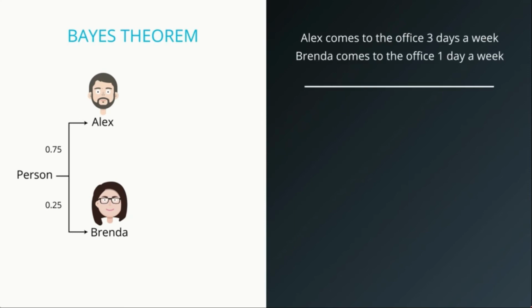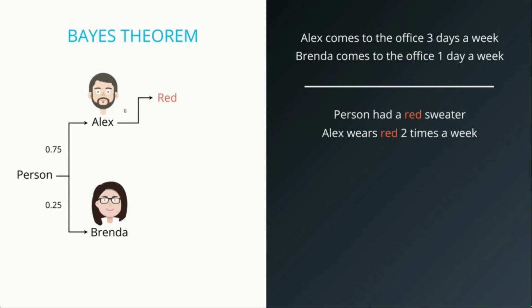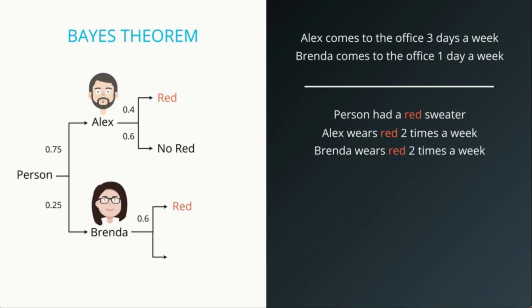But now new information comes to light, which is that the person is wearing a red sweater, and the data says that Alex wears red 2 times a week. So now we look at Alex. What is the probability that he's wearing red? Since a work week has 5 days, the probability of him wearing red is 2/5 or 0.4. And the probability of him not wearing red is the complement, so 0.6. Same thing with Brenda. Since she wears red 3 times a week, the probability of her wearing red today is 0.6, and the probability of her not wearing red is 0.4.